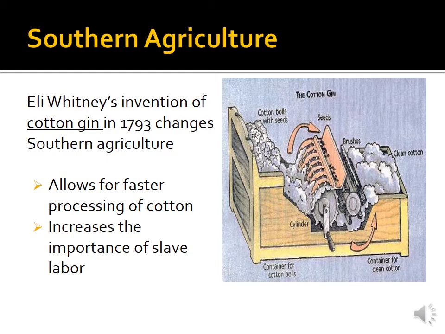Okay? Beforehand, there was really no big rush because it took a while for the cotton to be cleaned. But now, they can process it faster, so they needed more intense slave labor to get the cotton from the fields to the cotton gin.